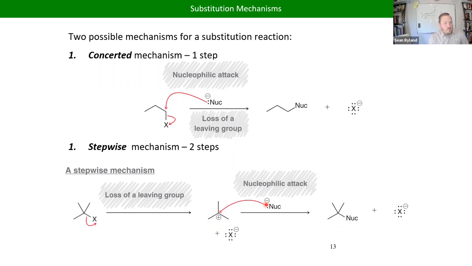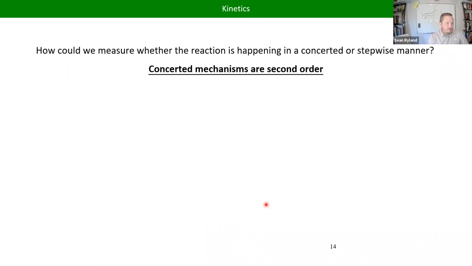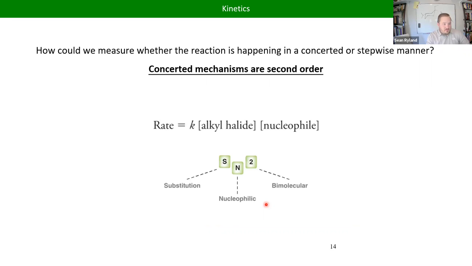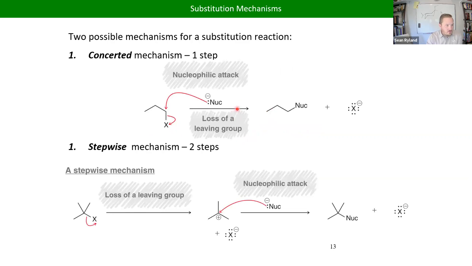So the way that they started gathering evidence for this, they started by looking at the rate law. And they noted, okay, concerted mechanisms are second order, meaning both of them are involved in the rate law. If you change your concentration of the halide, you change the rate of the reaction. Or if you change your concentration of the nucleophile, you change the rate of the reaction. Because for it to be a concerted reaction, you need both of these molecules to run into each other for anything to happen.